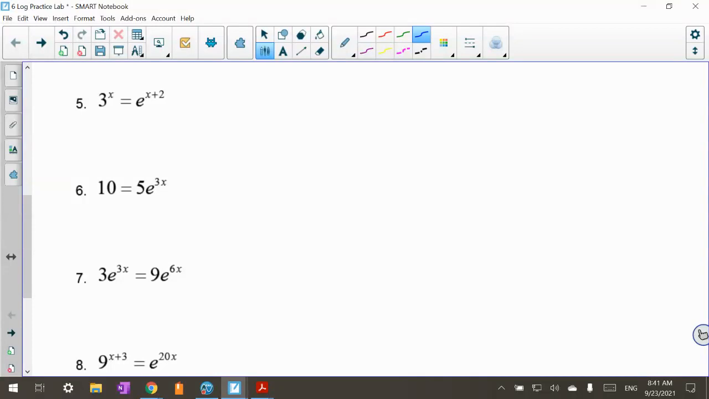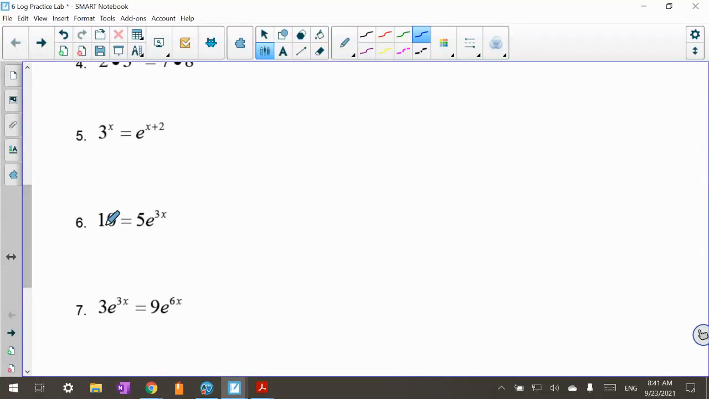All right, so this one here, 6, I have 10 equals 5 times, I'm going to put a multiplication there, e to the 3x. So I said, oh, I can take 10 and divide both sides by 5. So I end up with 2 equals e to the 3x. Now that actually comes out to be pretty simple, so I can natural log both sides because I'm solving for the exponent, which is up high, and I can say thanks for playing.